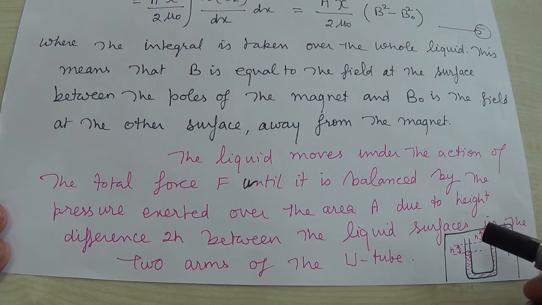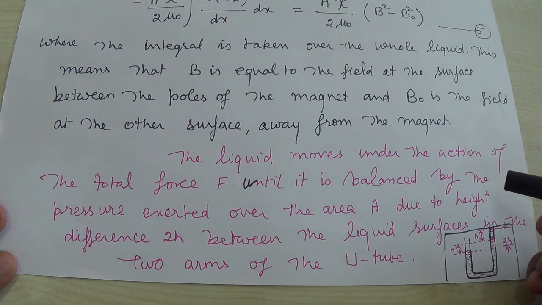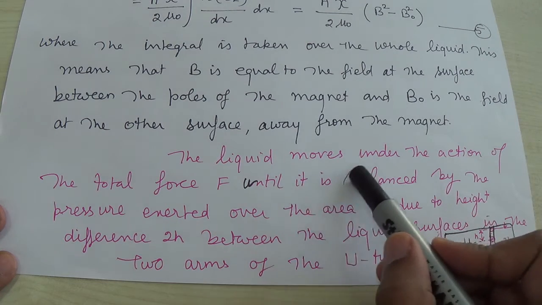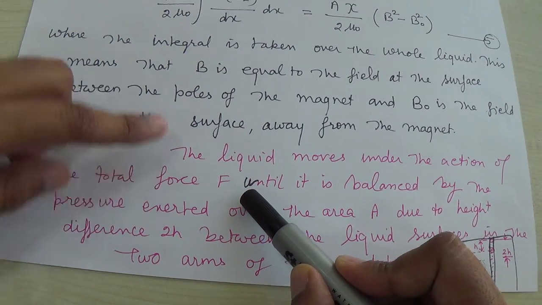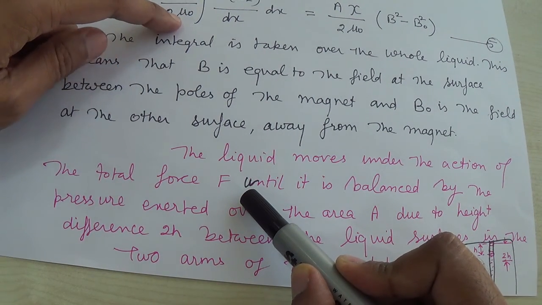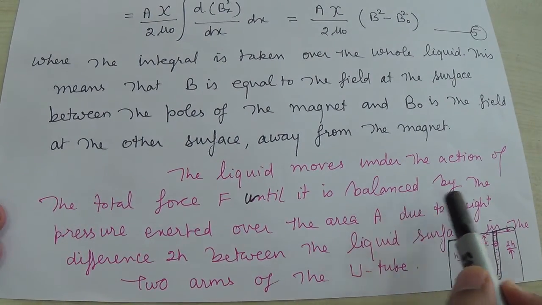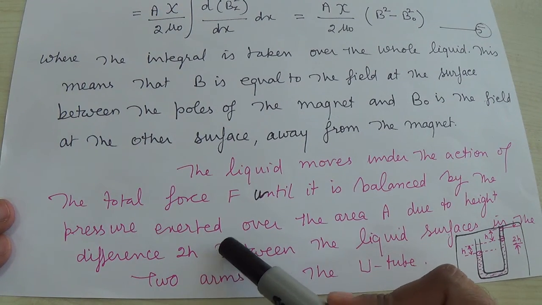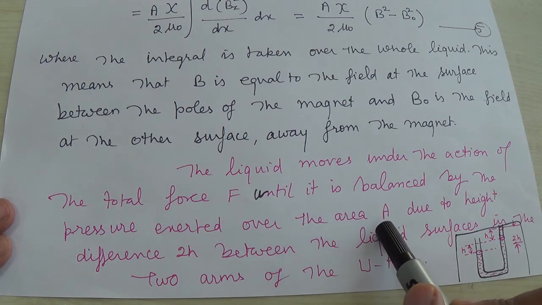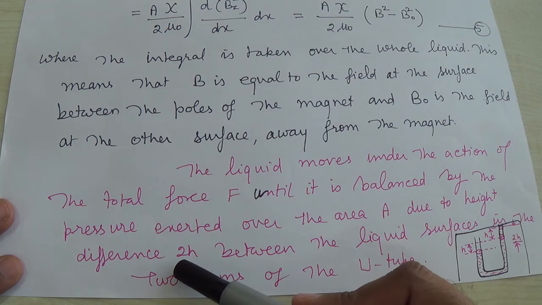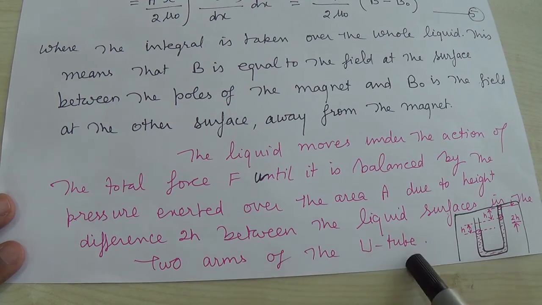So now suppose the level of liquid is rising up, so at what time will it basically stop? What is the condition for that? The liquid moves under the action of the total force F, right? The total force F we have defined here, and because of it the liquid rises up until it is balanced by the pressure. So this force is balanced by the pressure exerted over the area A due to the height difference 2h between the liquid surfaces in the two arms of the U tube.